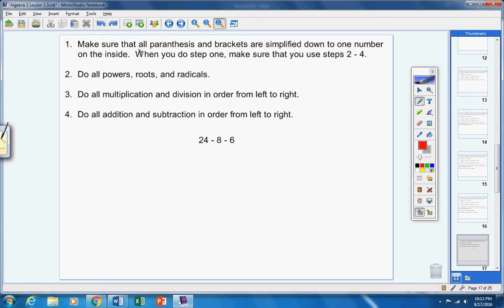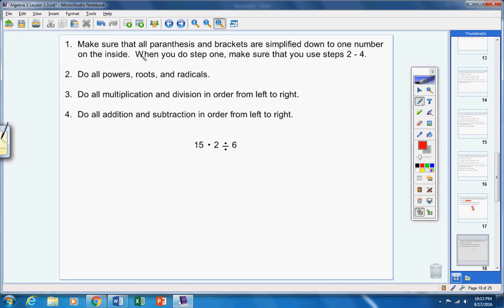Okay, step 1, make sure all your parentheses and brackets have one number on the inside. I see no parentheses and brackets. Next, do all powers, roots, and radicals. Don't even worry about these. Do all powers, or in other words, exponents. I don't see any. Do all multiplication and division. I don't see any. Do all addition and subtraction. Well, pretty simple. 24 minus 8 is 16. Bring down your minus 6. 16 minus 6 is 10. Finished. On to the next problem. That was a pretty simple one, okay?